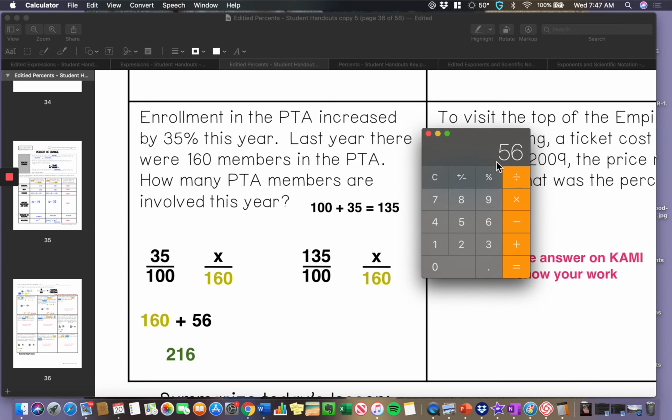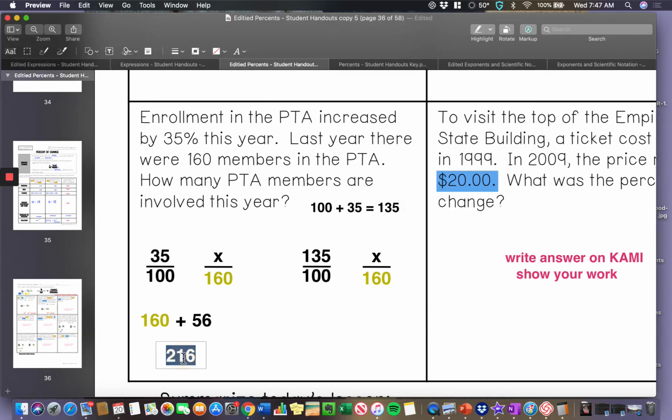Which means that I'm going to have an increase of 56 PTA members, right? So I originally had 160. It's being increased by 56 people, which means that next year I'm going to end up having 216 PTA members.